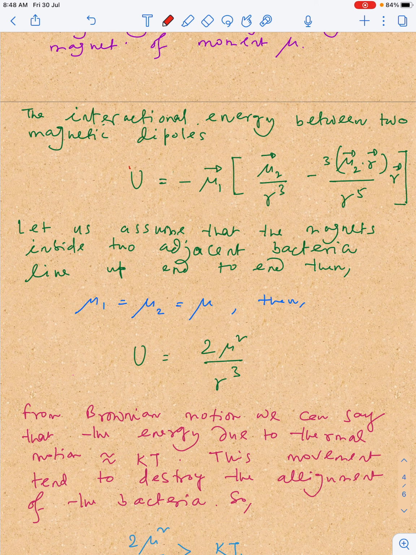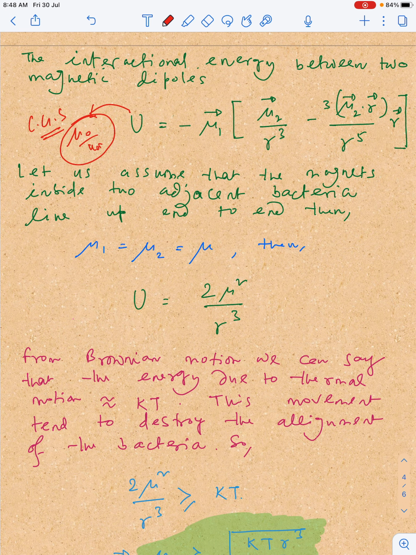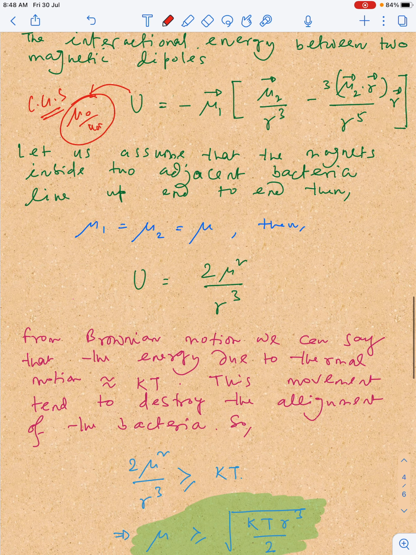Remember, I have expressed this in CGS units. If you write it in SI units, a constant of proportionality mu naught by 4 pi will come in. But since I have taken the magnetic moment to be mu, and the permeability would again be mu naught, to avoid confusion I have kept it in CGS units. So don't worry, if it comes in the exam, you can safely put the value mu naught by 4 pi as 10 to the power minus 7.